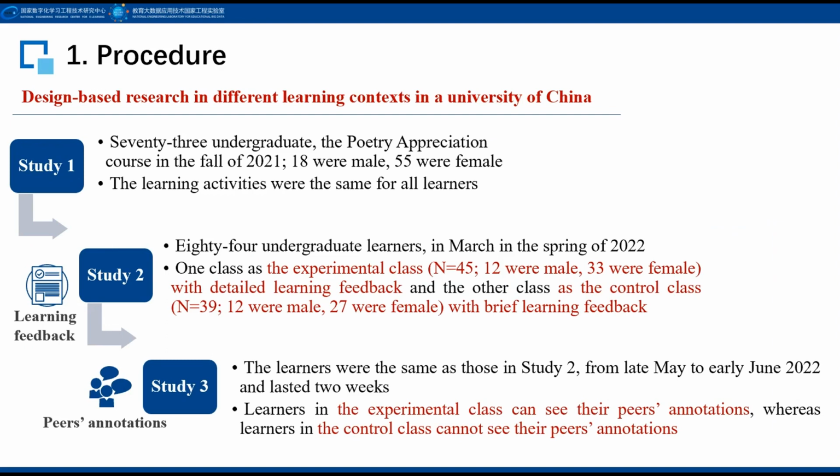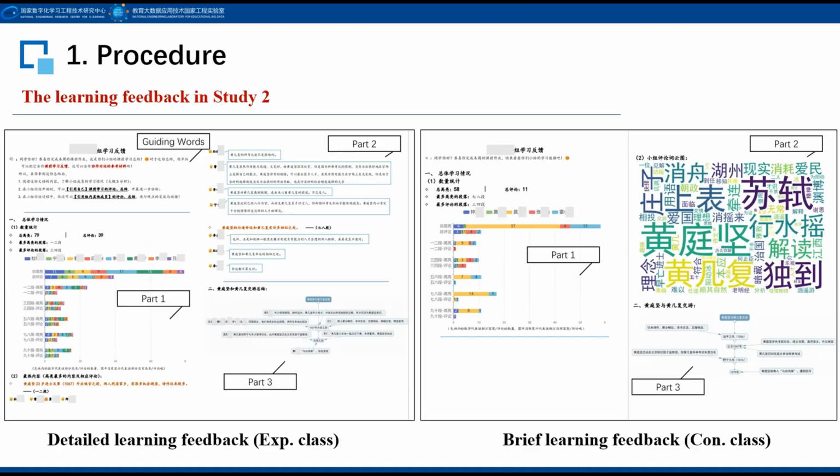We conducted three quasi-experiments based on the paradigm of design-based research. In Study 1, as we aim to know the impact of individual annotation on collaborative learning, we did not design any interventions, and the learning activities were the same for all learners. In Study 2, to explore how different granularities of the learning feedback influence learners' learning, we randomly selected one class as the experimental class with detailed learning feedback, and the other class as a control class with brief learning feedback.